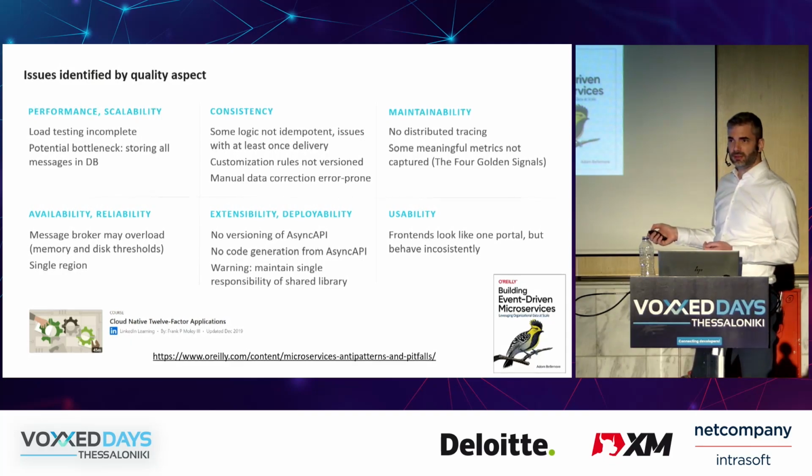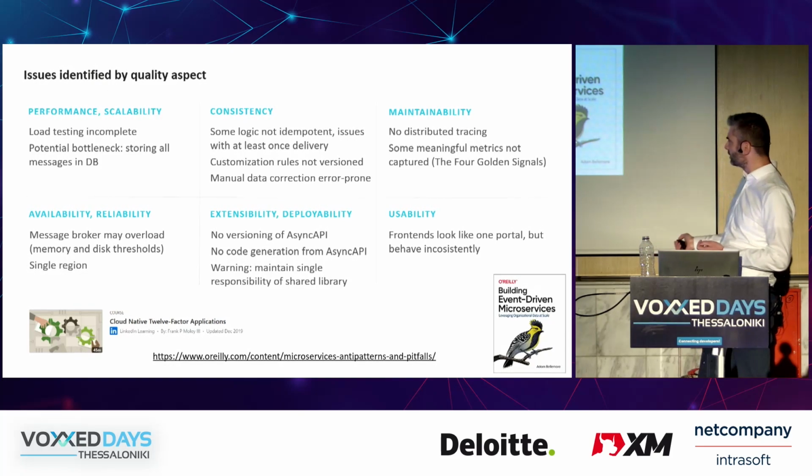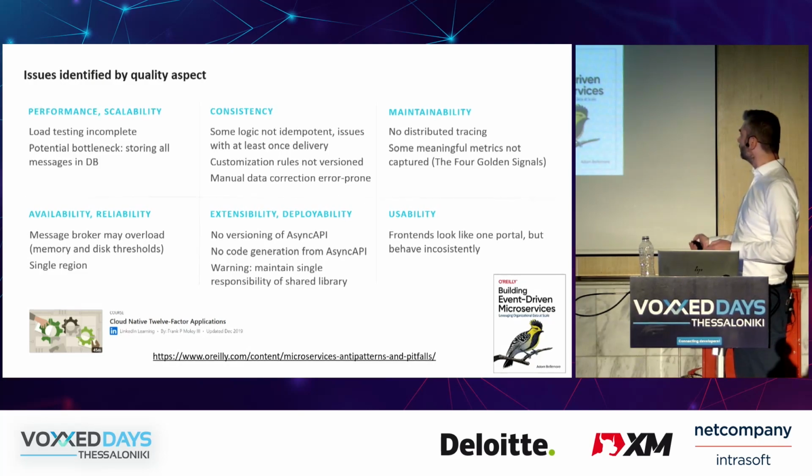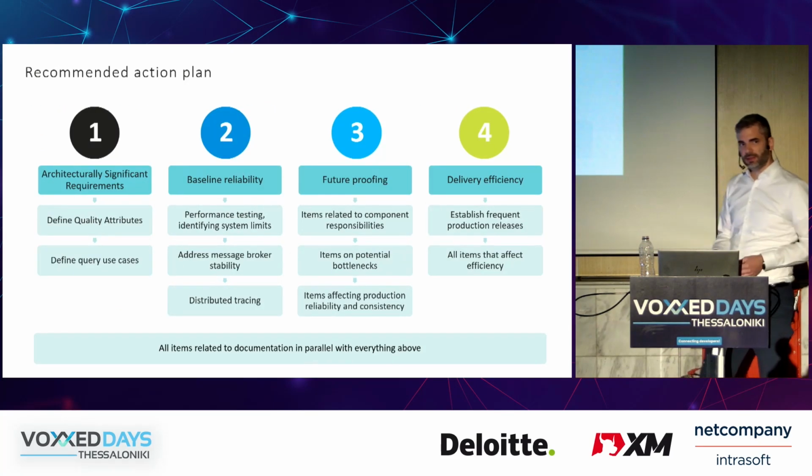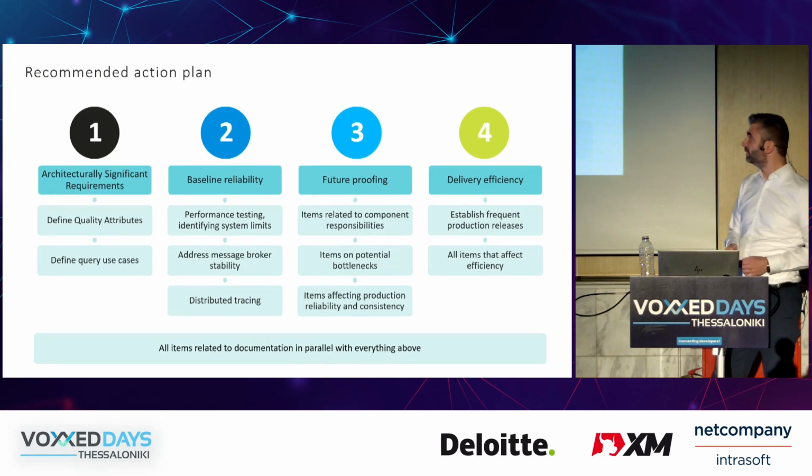In the end, I collected around 3-4 dozen issues, and what was helpful for me are the resources that you can see on the slides. So I considered the 12-factor application, this article on O'Reilly on microservices, anti-patterns, and pitfalls. This is an excellent article. I really recommend it. And also this book on event-driven microservices is something to consider when you are dealing with a system like this. In the end, I came up with a prioritization of issues.